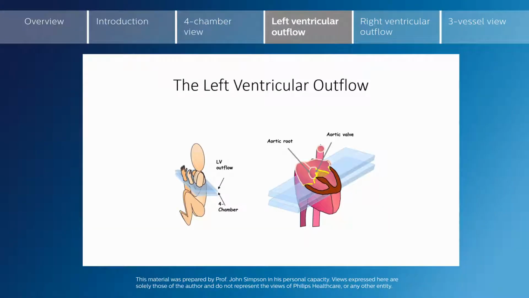As we sweep up towards the left ventricular outflow tract, we are sweeping superiorly from the four-chamber view. This is done to bring in the left ventricular outflow tract. We can see in the diagram the aortic valve and the aortic root, which lie above the plane of the four-chamber view, which is shown by the blue planes below.